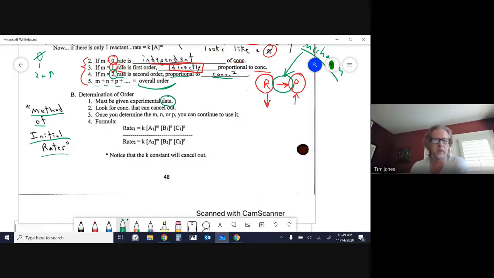Now, once you get the data, what you do is you take one of your trials, which I'll call rate 1, and compare it to another trial, which I'll call rate 2 in this case. And what you'll see is a bunch of the numbers will cancel, and it will actually allow us to solve for the order of hopefully one of the chemicals.